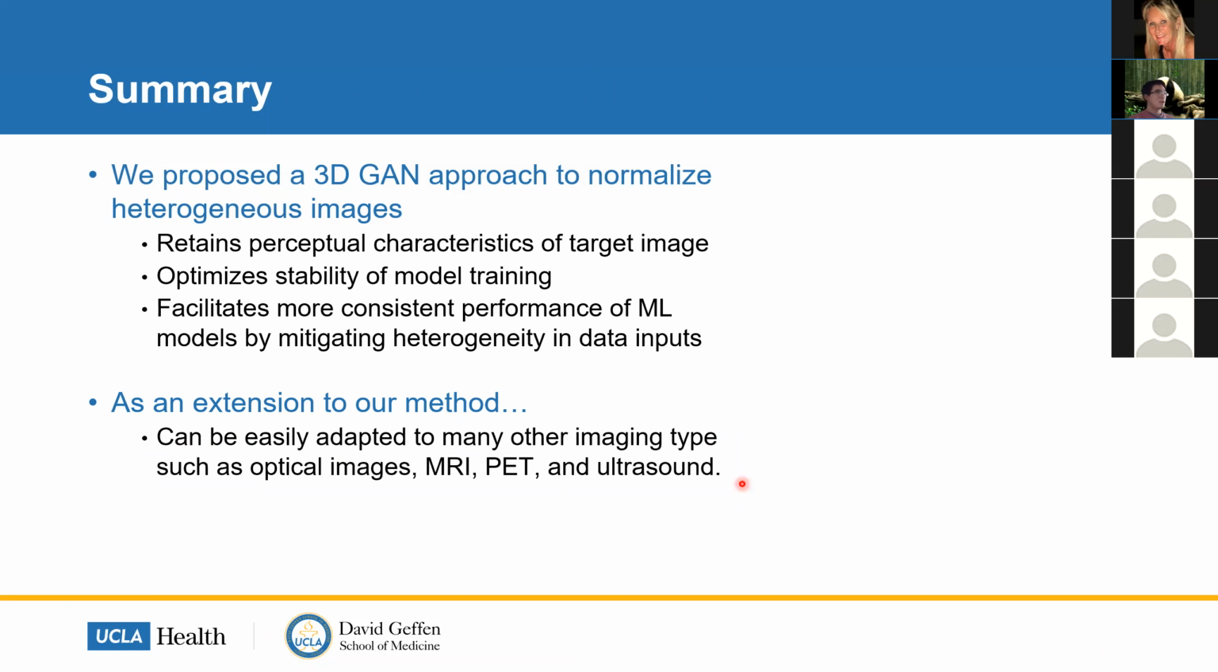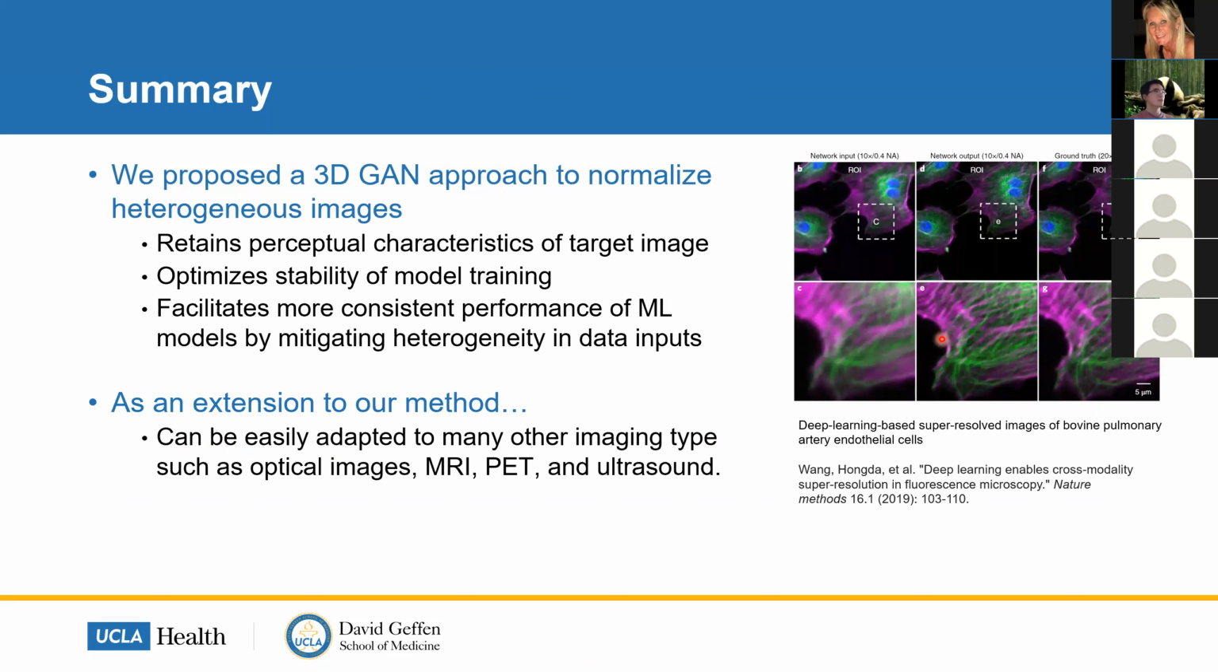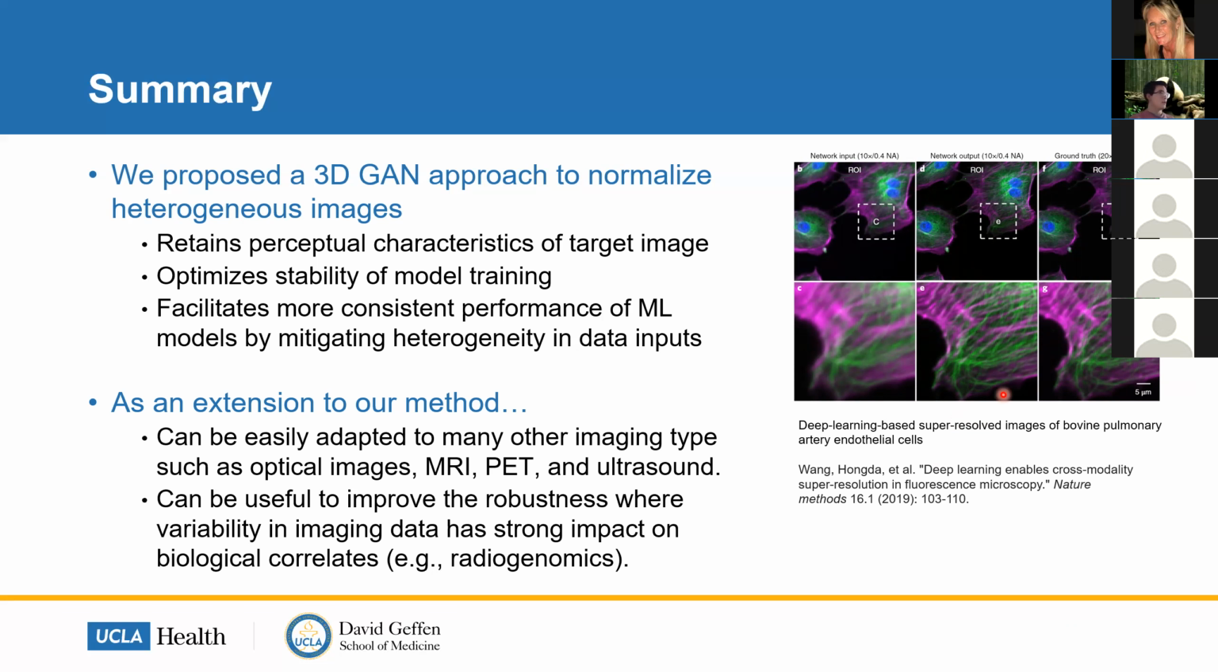One example of this is the work done by UCLA. They applied a super resolution approach, based on a deep learning method, to fluorescence microscopy, and achieved pretty good results. This is just one example in the optical image domain. Another extension is that it can be useful to improve robustness where the variability in the imaging data has a strong impact on the biological correlates, for example, radiogenomics.